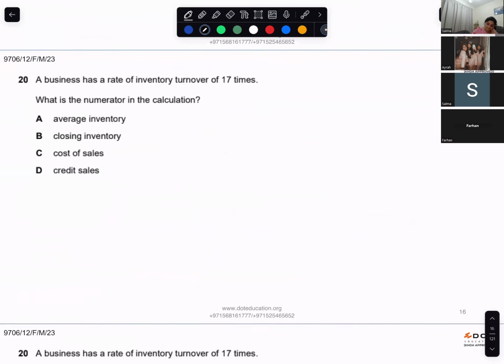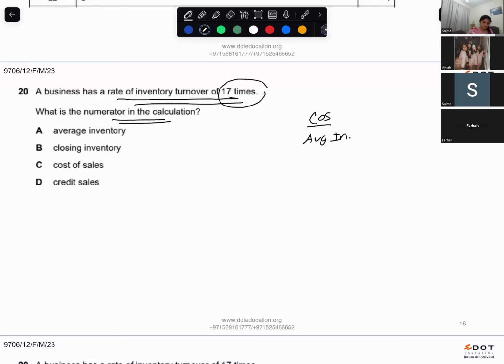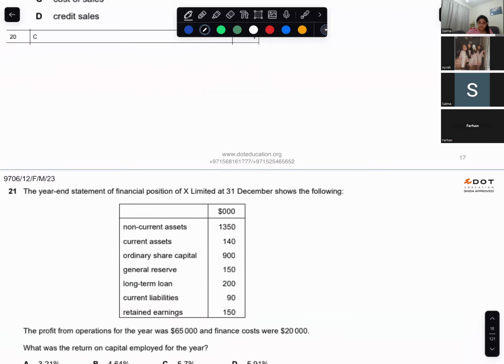Go to the next. A business has a rate of inventory turnover ratio in times. The thing is cost of sales over average inventory. What is the numerator in the calculation? Average inventory. No, sorry, it is cost of sales. C. Cost of sales. So it would be cost of sales, okay? Go to the next one.